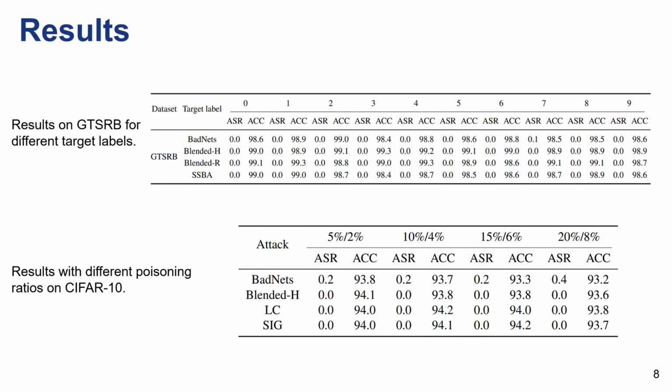To investigate the impact of poisoning ratios on the effectiveness of ESTI, we conducted experiments using different poisoning ratios. For dirty label attacks, we used poisoning ratios of 5%, 10%, 15%, and 20%, while for clean label attacks, we used 2%, 4%, 6%, and 8%. The results with different poisoning ratios are shown in the second table. Our approach demonstrates notably stable defense performance across a range of poisoning ratios.